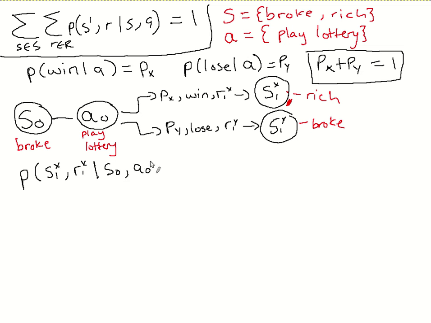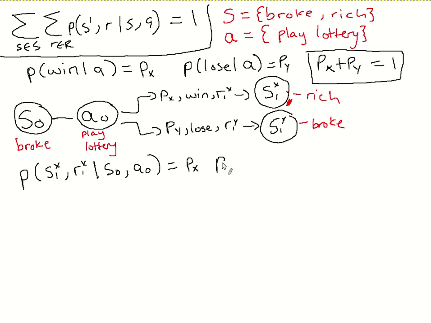and you take action A0. Well, you can pause the video and think about it for a second, but I believe the answer should be pretty simple, right? This is px. Again, think about it from a conceptual point of view. What is the probability that you'll be rich, get the reward R1x, given that you were broke and decided to play the lottery? This is the same as the probability of winning given that you play the lottery, which is px, as we defined it.